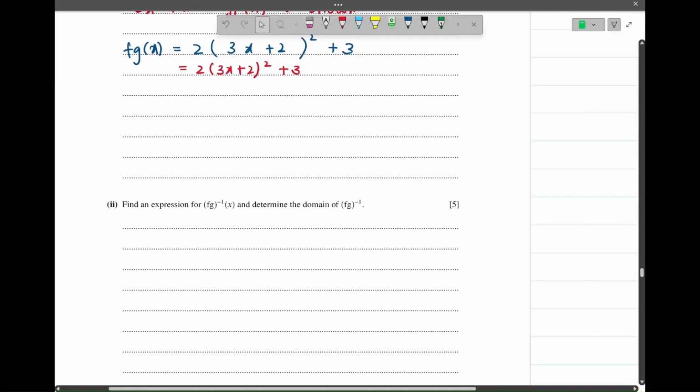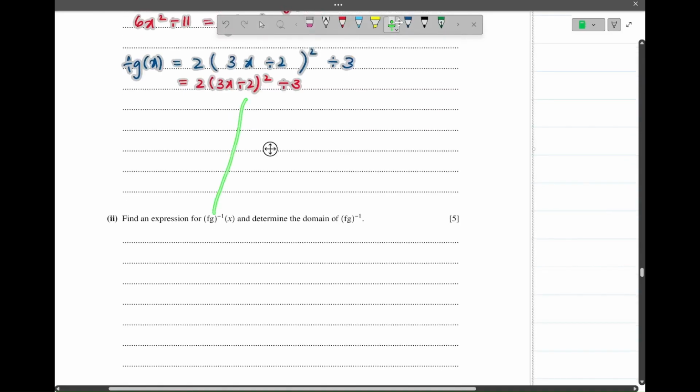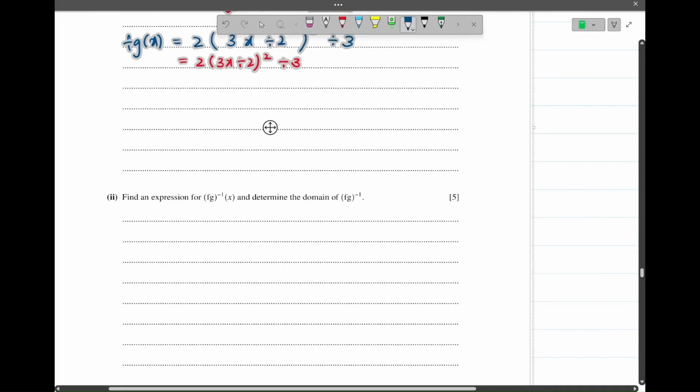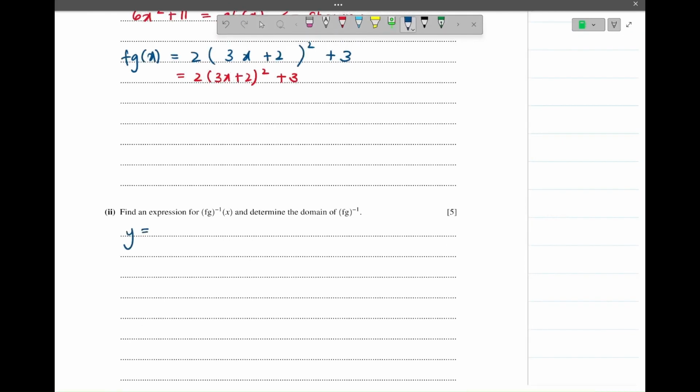Find an expression for the inverse of this and determine the domain. So let's see how we can find the inverse of this. Whenever you're finding the inverse, first of all, you need to remember to write y is equal to f of x. And in this case, you'll write y is equal to this. So I write y is equal to 2(3x + 2) whole square plus 3. Now remember one thing, whenever you have to take the inverse of a quadratic equation, this is a quadratic equation as you can see, make sure that it's in the completed square form. You won't be able to take the inverse if you're using the simplified form. Make sure that it's in the completed square form.